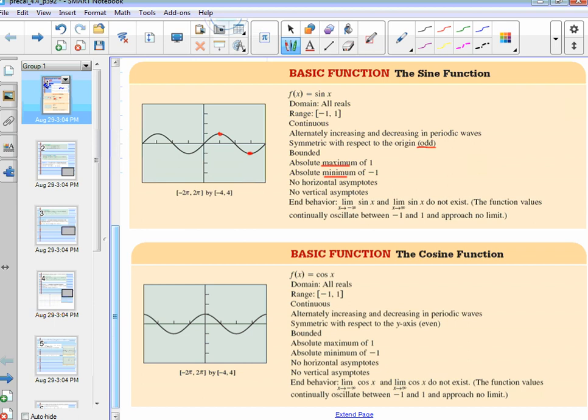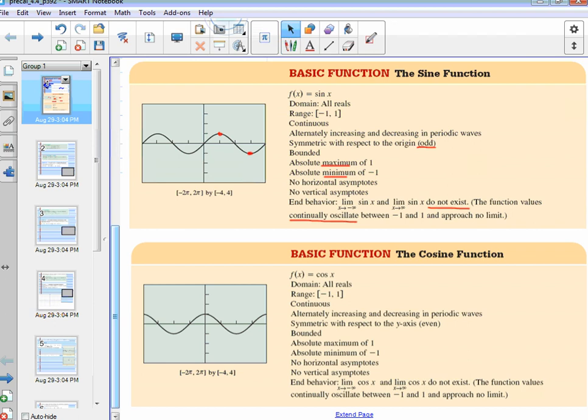End behavior, well, the end behavior does not exist, or the limit of it does not exist, because it doesn't approach a value. It's going up and then it's coming down, then it's going up, so it doesn't approach anything. It just continually oscillates between -1 and 1, so it approaches no limit.